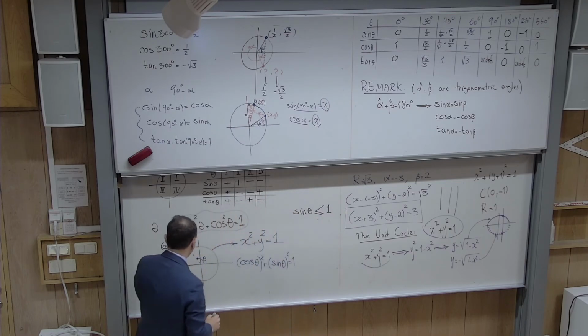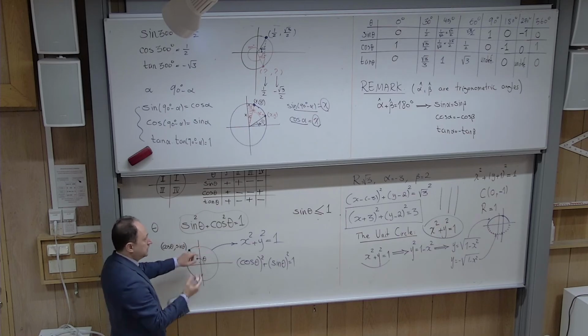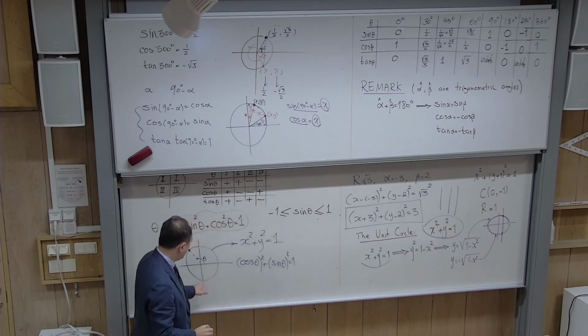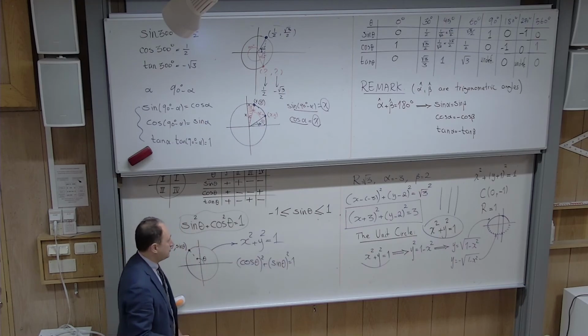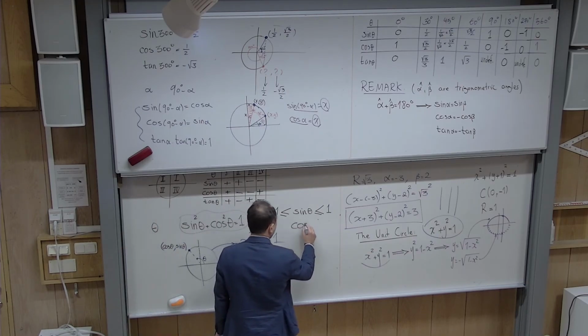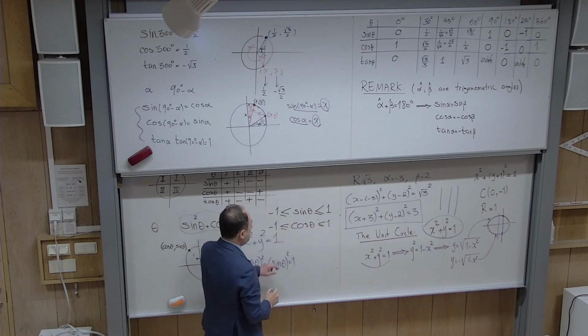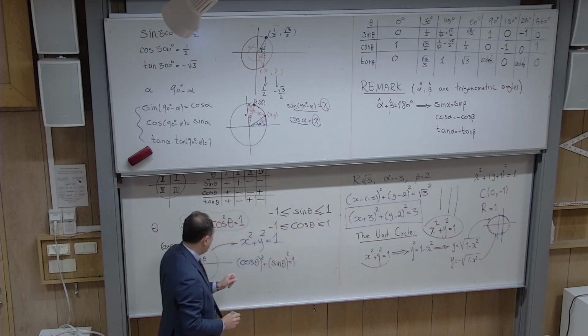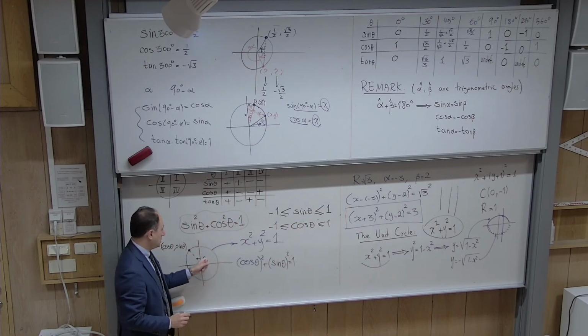When I reach this top, it becomes maximum. And minimally, it is -1 when I reach this extreme point. And for the cosine, the same thing is true. Cosine is also between 1 and -1, no matter how I choose this angle. 1 is when I reach this extreme, -1 is when I reach this extreme, yes?